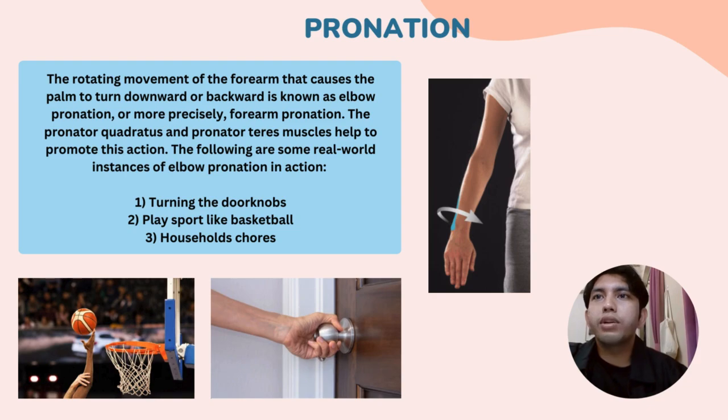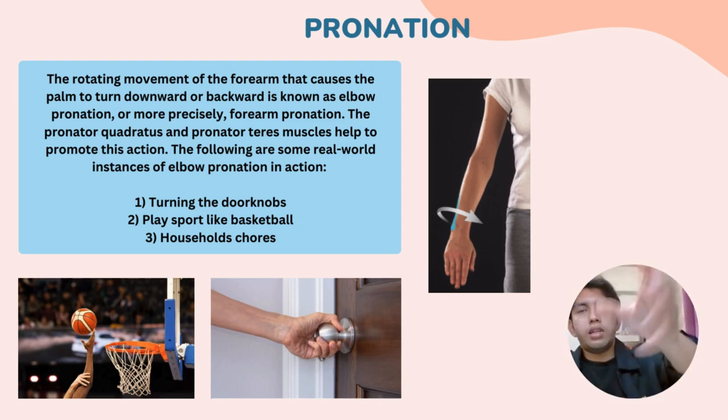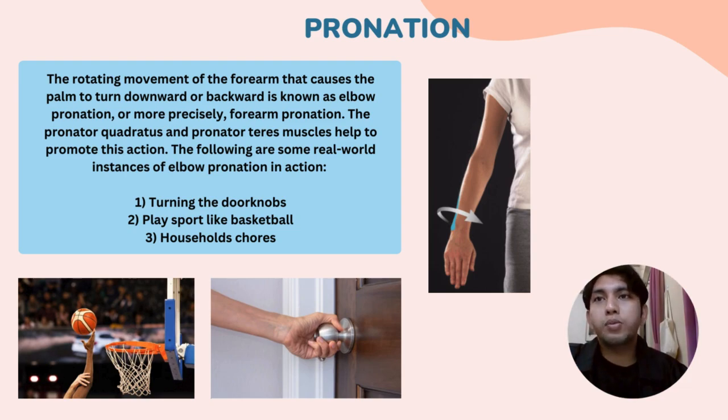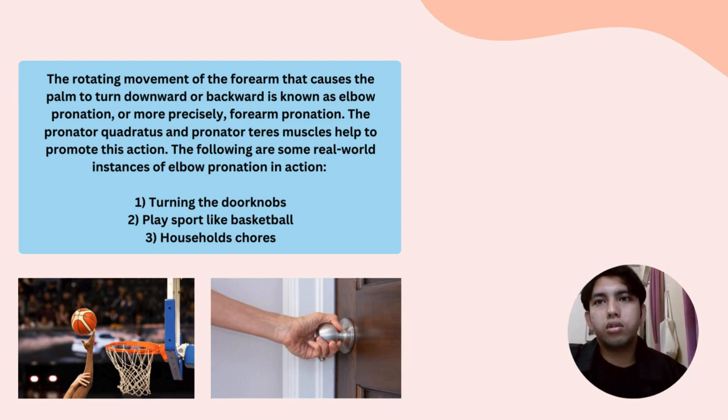So the following are some real-world instances of the elbow pronation action. In our daily life, we don't really realize when we perform this pronation action. For example, the first one is turning doorknobs. When we want to open the door, we turn the doorknob, so we must perform pronation. If we did not perform this pronation, how could we open the door? The second one is when we play sports like basketball. The third one is when we do household chores.